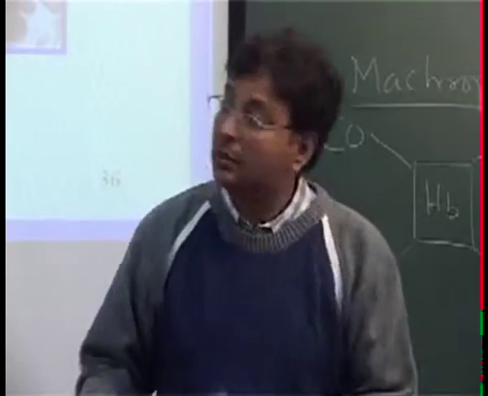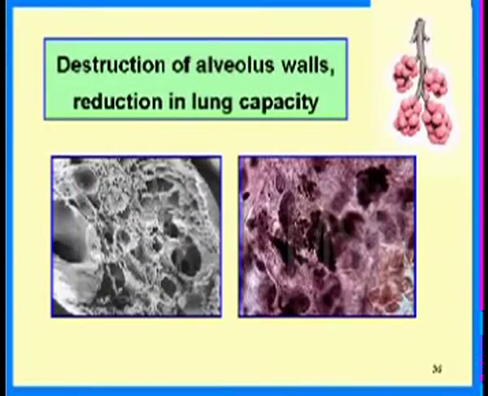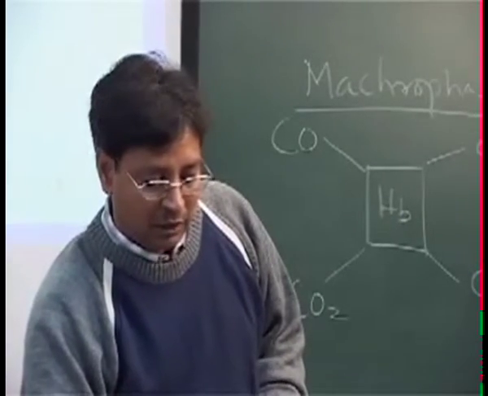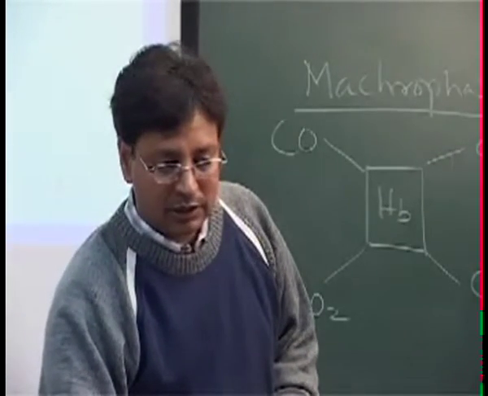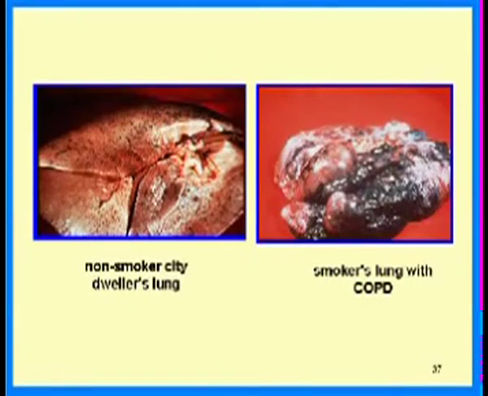This is a typical picture where the walls are gone, and there's no way you can regenerate them. But it happens with age as well as with the pollution problem. This is clean lungs, this is a little dirty lungs, the smoker's lung, and then you can see the one affected by COPD. But this is an extreme situation, a person who has been smoking for a long time.